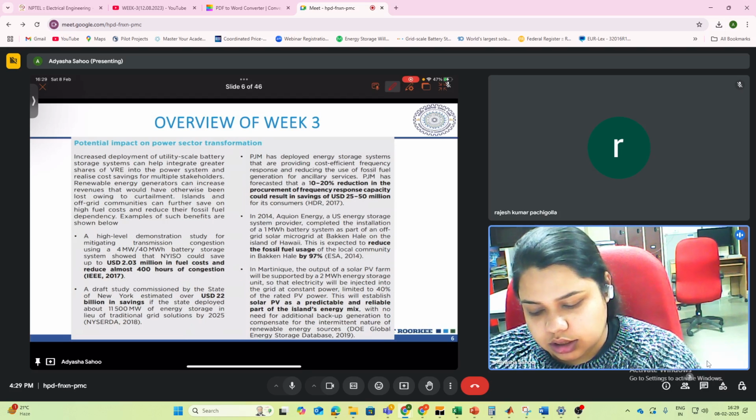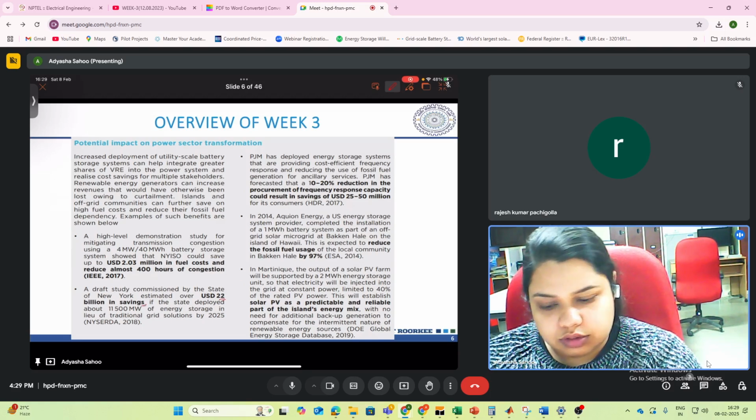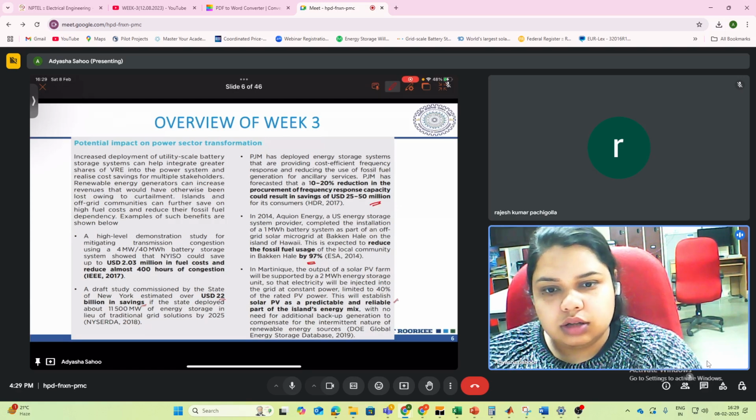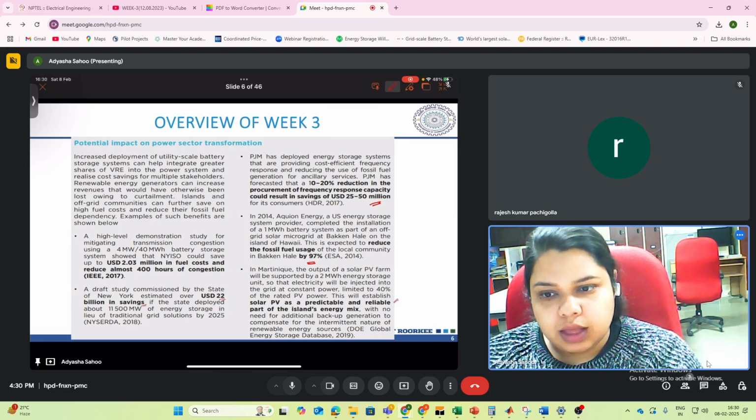Then some other data on how they have resulted in savings for the grid operators across the world has been discussed here, and reduction of fossil fuel usage, reduction in frequency response cost, and other things. So these are showing the potential impact of energy storage on power sector transformation by reducing the cost of new investment, by reducing the cost of ancillary services, and also by integrating more capacity of renewables to the grid.